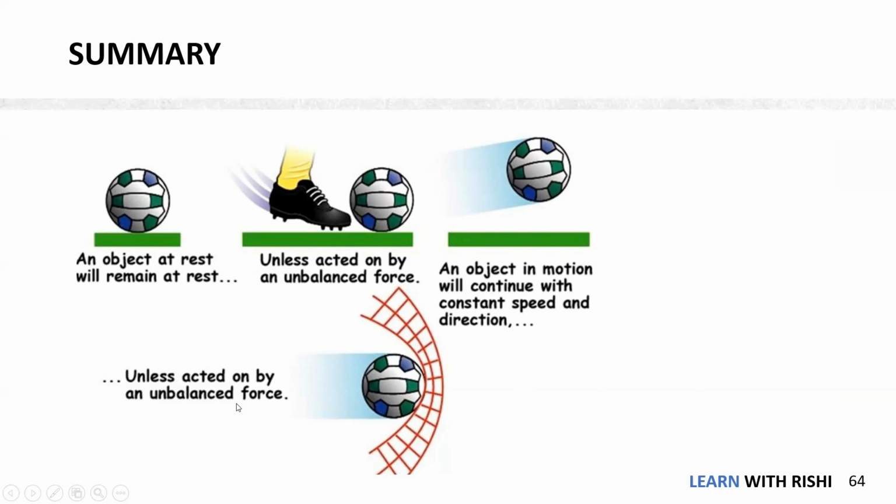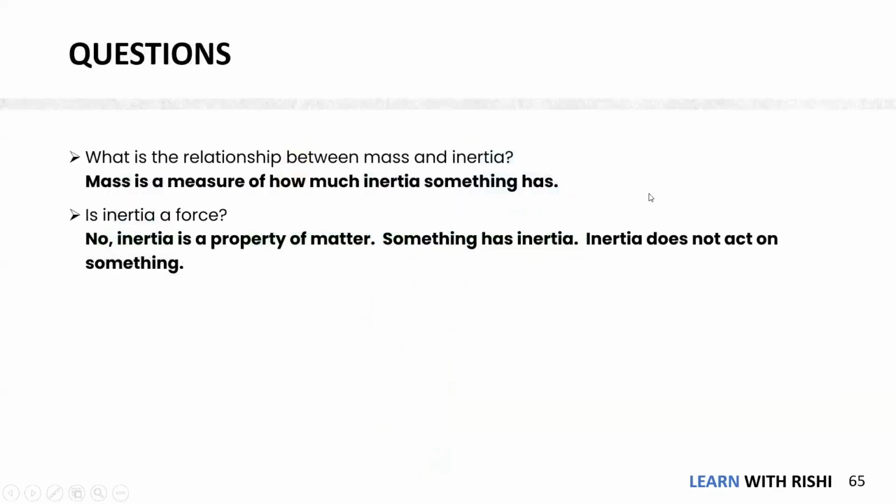Again, I will apply some unbalanced force. I want to make a goal, so I will change the direction of the football. So this is the summary. An object at rest will remain at rest. If it is in motion, it will remain in motion with constant speed unless I act on the object with an unbalanced force. Let us discuss some questions related to the first law of motion.